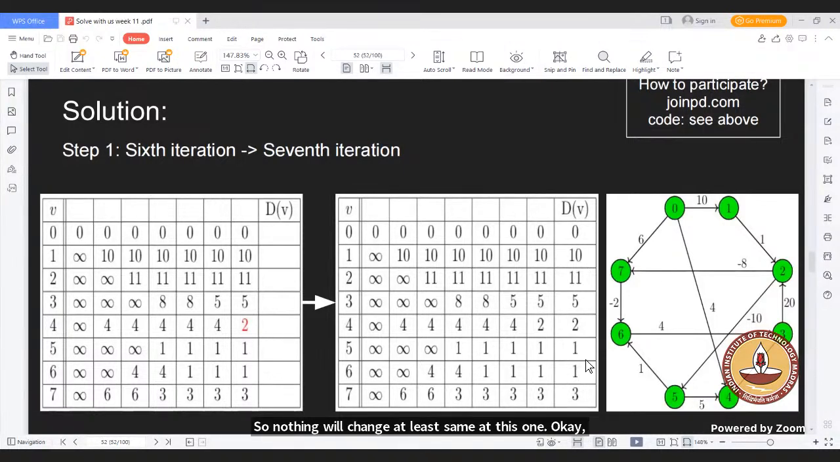So what are the questions? D3 would be 5, D4 would be 2, and D5 would be 1. So everyone got this solution? Yes, sir. If anyone of you don't get it, you can just ask me, I'll explain it once again. Or can I proceed with the next question? Yeah, you can proceed. Okay.